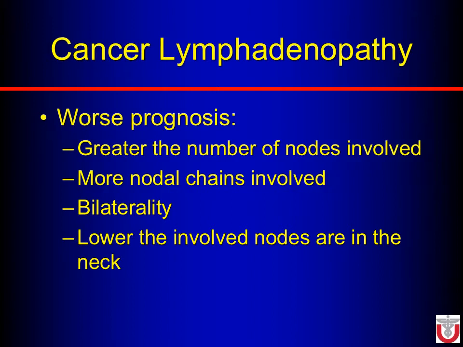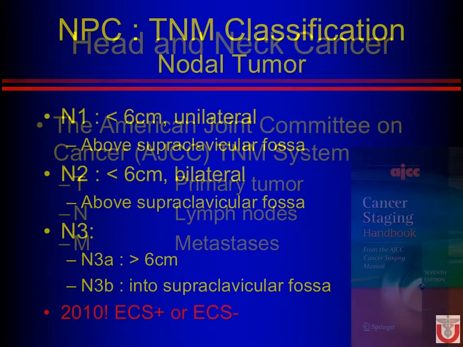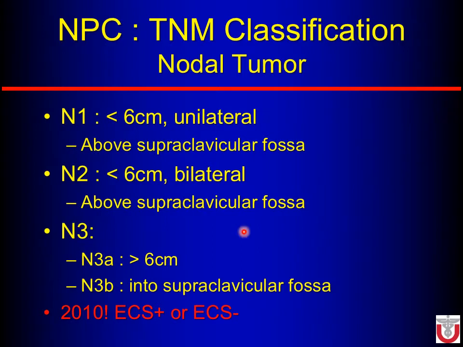We also know that we have a worse prognosis with the greater number of nodes involved, the more nodal chains that are involved, and when those pathologic nodes are bilateral. And the lower the pathologic nodes that we see in the neck, the worse the prognosis. Now, with the AJCC criteria, we think about the nodes. They're very important in the T and M staging. And in the 2010 revision, they did add a modifier for extracapsular spread, either being positive or negative.